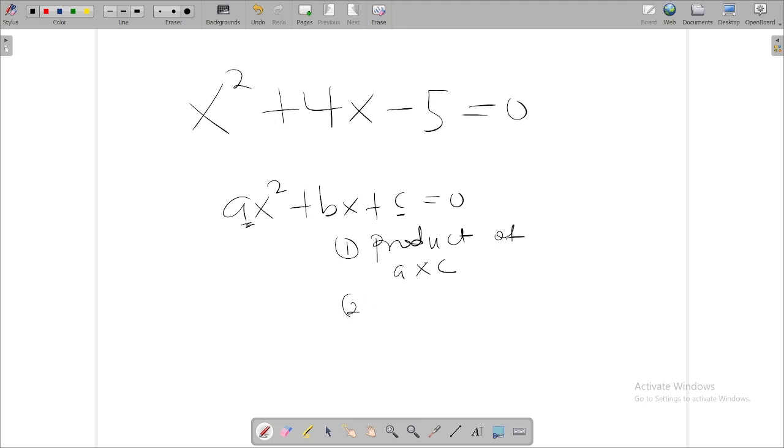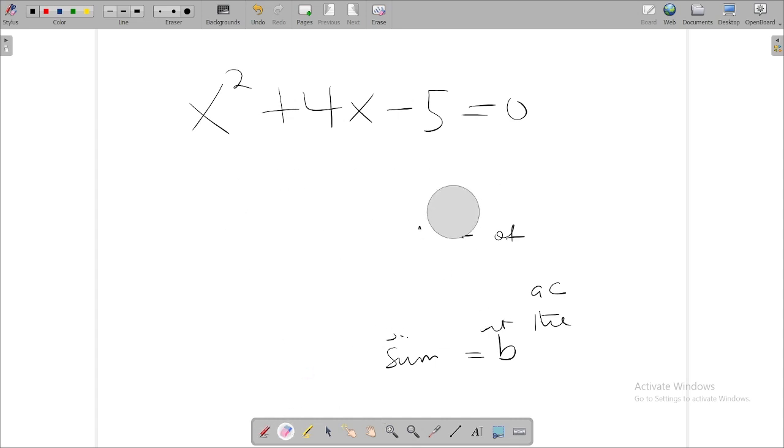The second step is to find the factors of the product AC such that the sum should be equal to the coefficient of the x, which is b. Okay, so once we have this, let's use this approach to solve this.